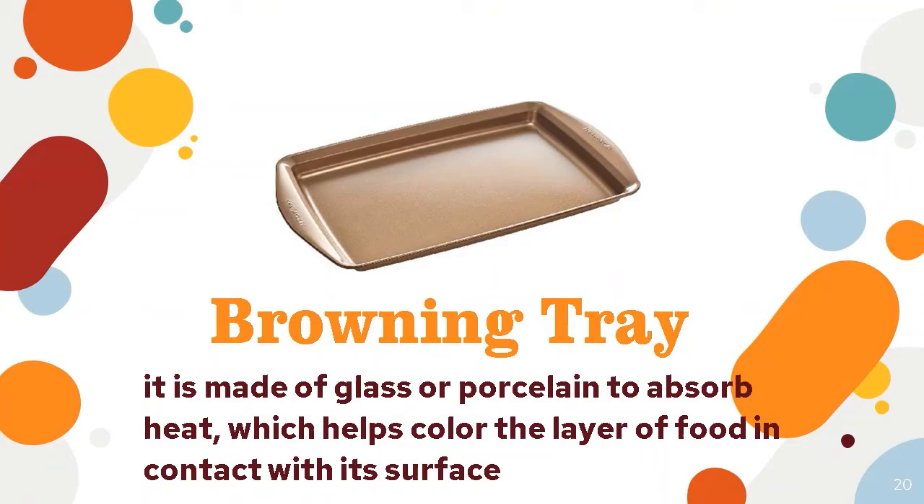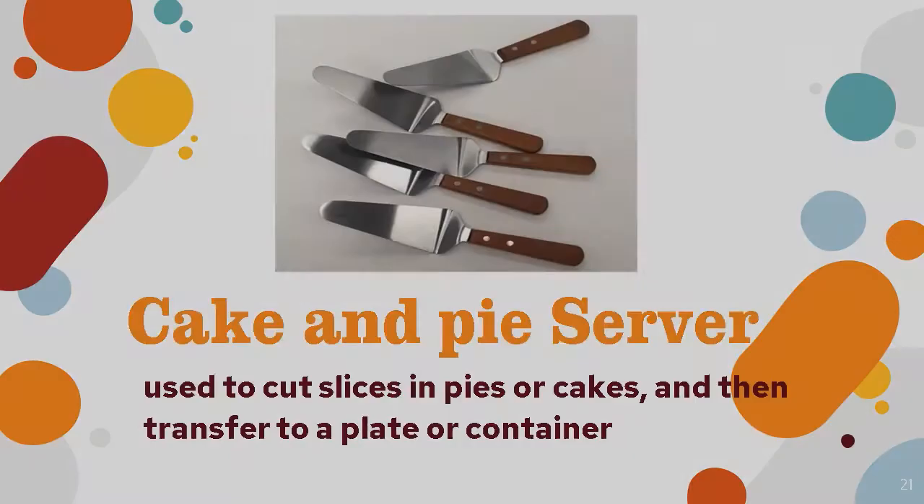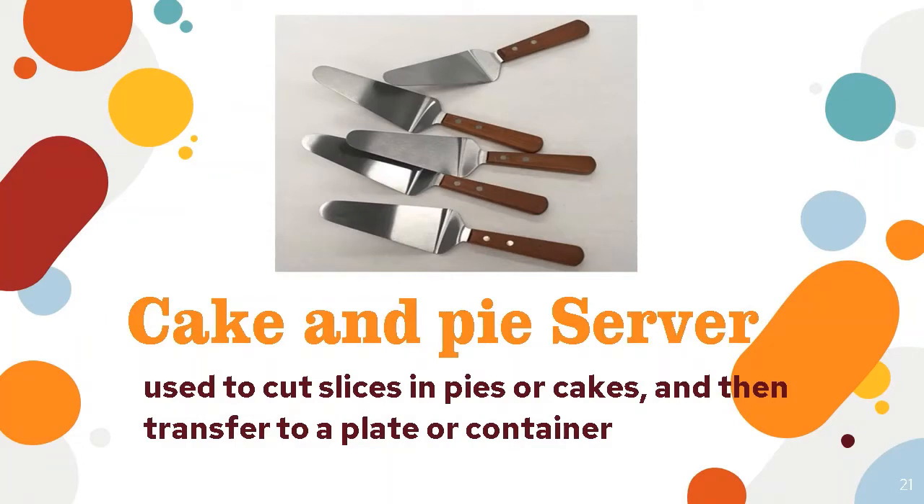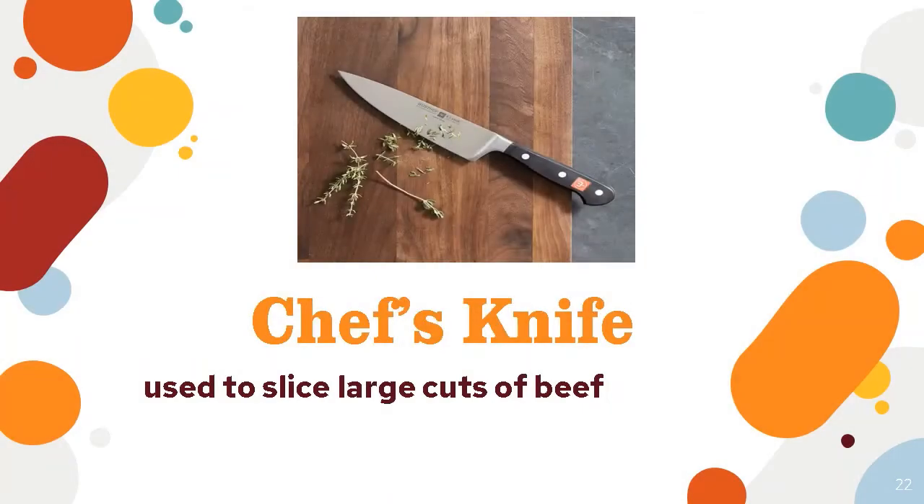Browning tray is made of glass or porcelain to absorb heat, which helps to brown the food easily. Cake and pie server is used to cut slices in pies or cakes and to easily transfer to a plate or container. The chef's knife is used to slice large cuts of beef or meat.